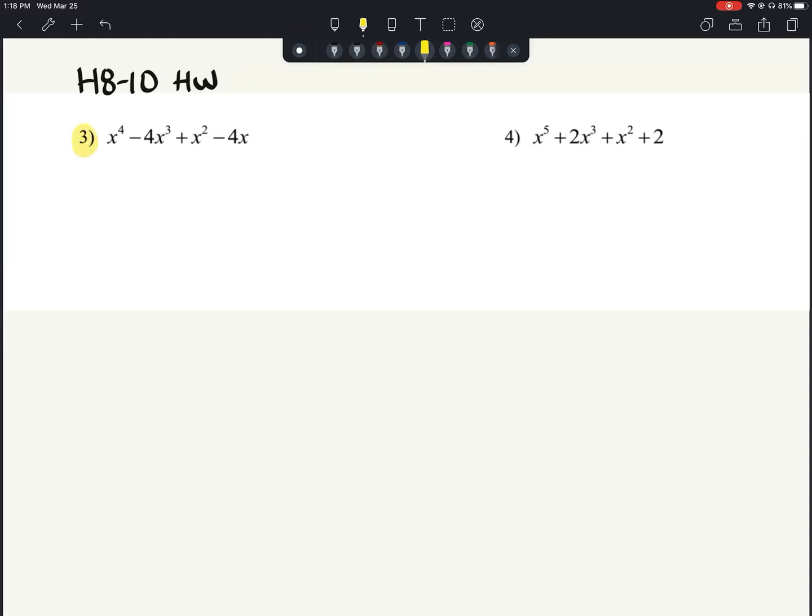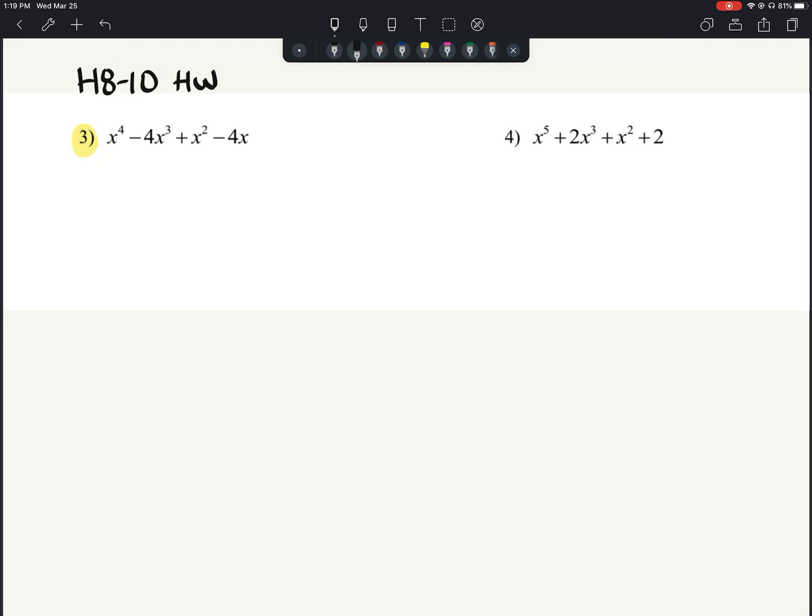This is the video for number 3 from the H8-10 homework. We're asked to factor everything completely, so we have x to the 4th minus 4x to the 3rd plus x squared minus 4x. So we're just practicing trying to factor it by grouping.